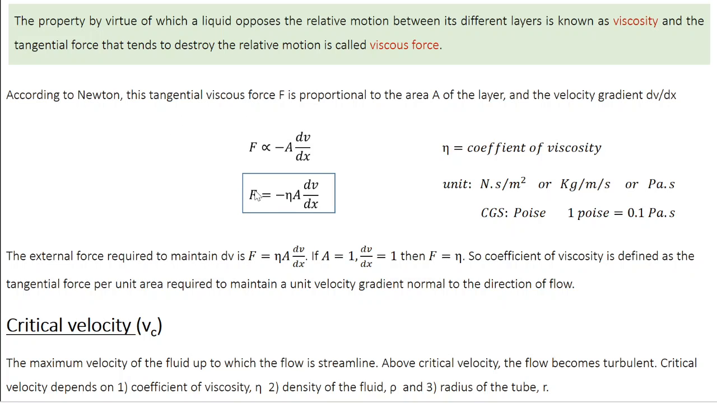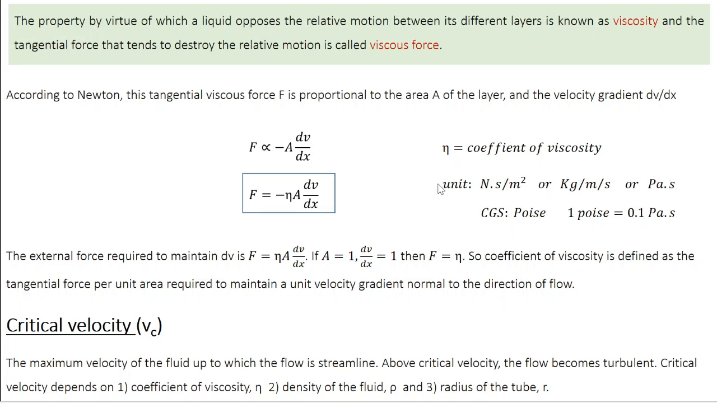I can write viscous force F is proportional to A multiplied by dV by dx. Since I am talking about a resistive force which is against the flow, I will add a negative sign here. I can replace the proportionality with a constant eta and write F is equal to minus eta A dV by dx, where this constant eta is known as coefficient of viscosity.